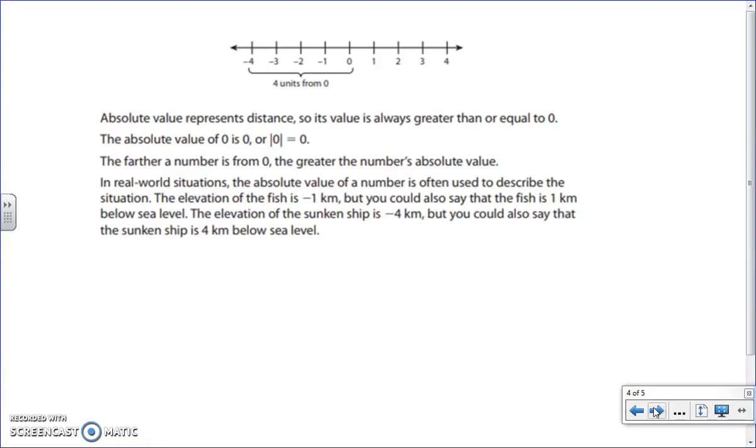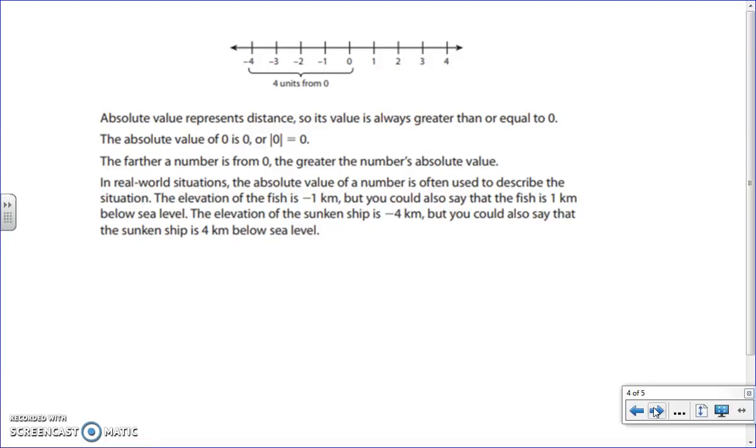The elevation of the fish is negative 1, but you could say that the fish is also just 1 kilometer below sea level. Although it says negative 1, the negative indicates that it's down. Its distance from sea level is still just 1 kilometer. The elevation of the sunken ship is negative 4 kilometers, but you could also say that it is 4 kilometers below sea level. Again, the reason we have negative signs is because we have two versions of the number 4. To know which side of the number line we're on, whether the positive or negative sign, we indicate if it's negative with a negative sign. So the distance is always positive.